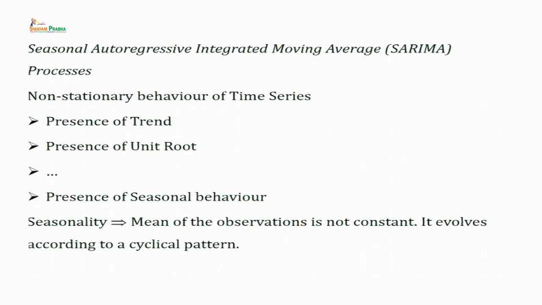The non-stationary behavior of a time series may be due to the presence of a trend component, it may be due to the presence of unit roots, and along with other reasons, one of the possible reasons is the presence of seasonal behavior. And actually, when seasonality is present, then the mean of the observations is not constant. The mean of the observations evolves according to some cyclical pattern. So, the process is not mean stationary. Then the question is how to handle such non-stationarity, or how to model such seasonal non-stationarity.